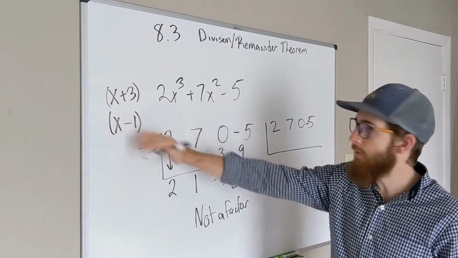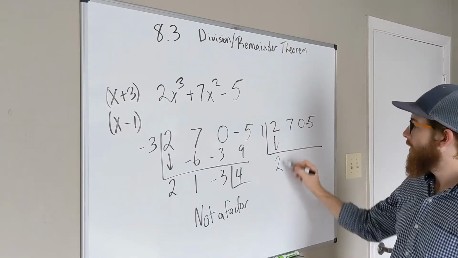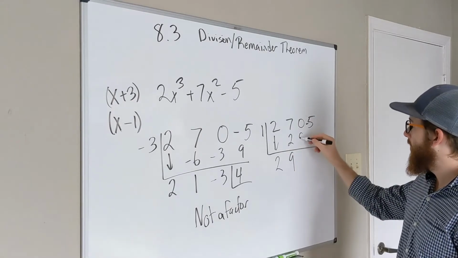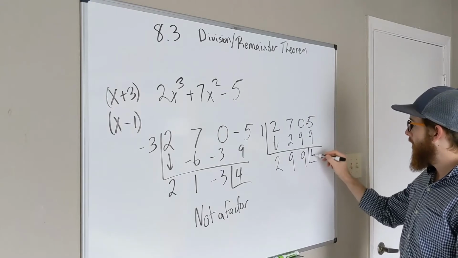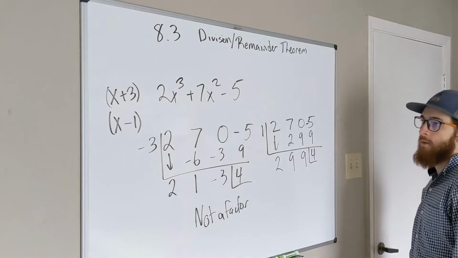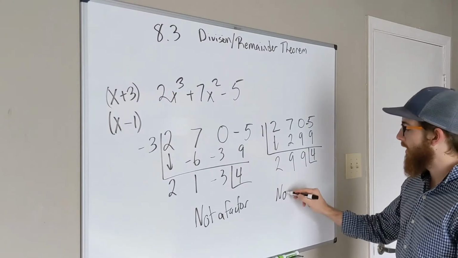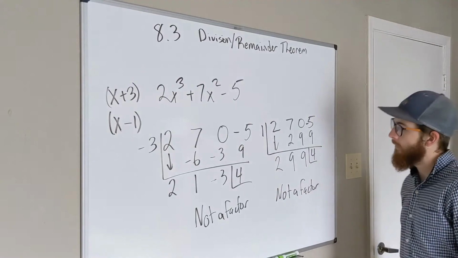Okay, what about x minus 1? I set that to 0, I get 1. So bring down the 2. 2 times 1 is 2, 9, 9, 9, 4. Huh, okay. Well, is this a factor? Nope, not a factor.